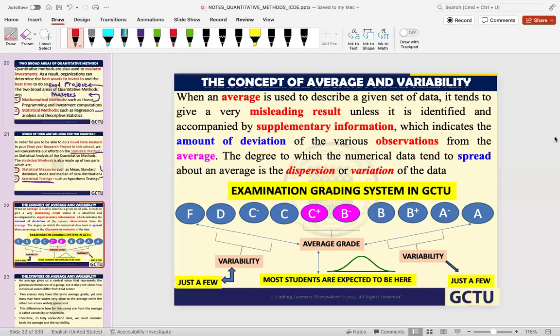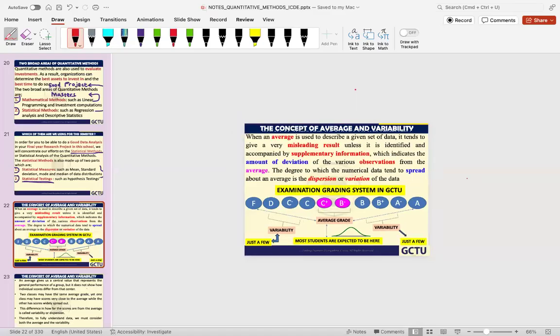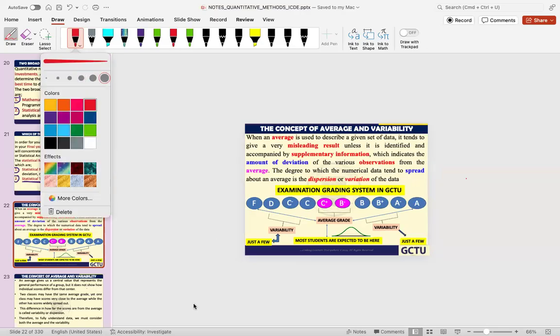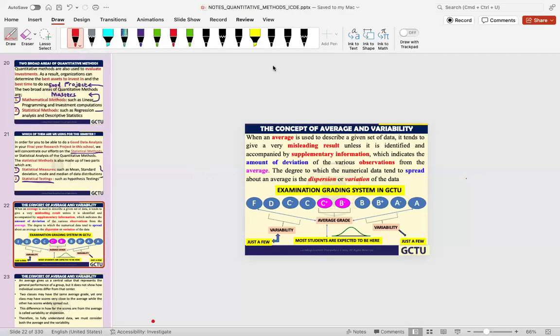Now, there's a concept called average and variability. Average and variability. Since I haven't taught this class before, let me do some demonstration before I tackle this. Now look at the counting numbers: 1, 2, 3, 4, 5, 6, 7, 8, 9, 10.